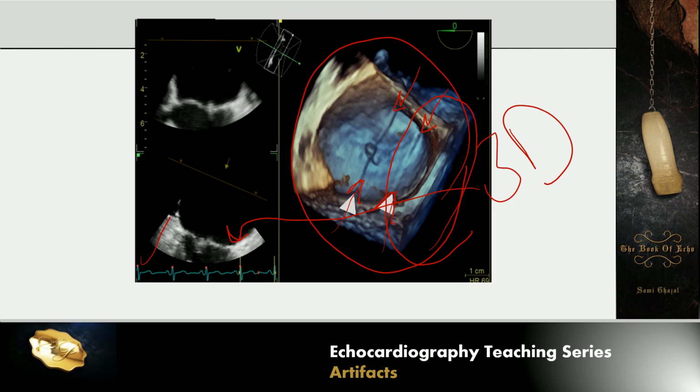In order to minimize the artifact, we ask the patient to hold the breath as much as possible, or at least we do it in a single beat. But if we take the image in multi-beat, then stitching artifact, particularly in TEE, transesophageal echo, when the patient is sedated, he cannot hold the breath. Then it's inevitable.